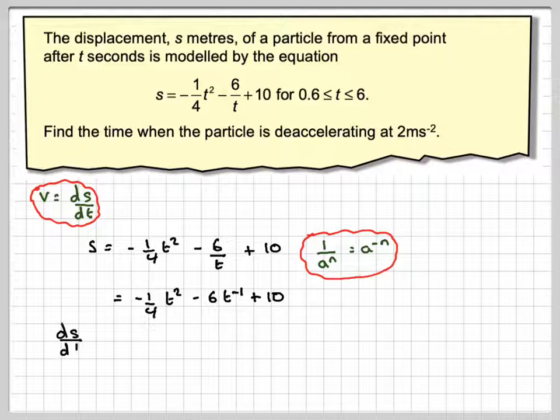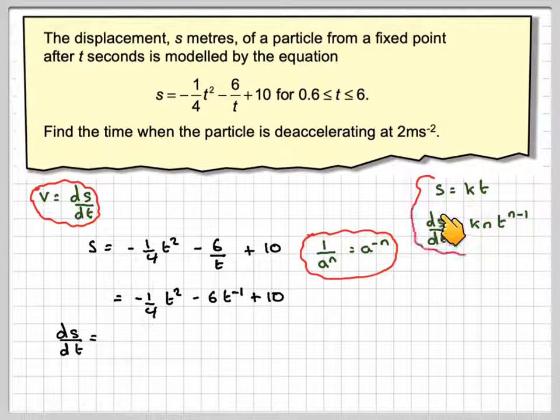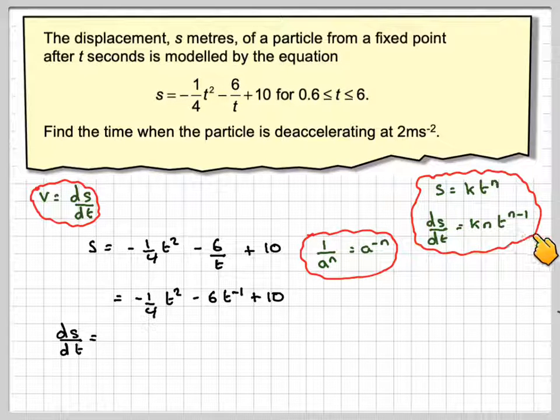Now, ds/dt, which is velocity, so the rule is if s is kt to the n, then ds/dt will be equal to knt to the n minus 1. You bring the n down, write down the k and t, and reduce the power by 1. So applying that, we're going to have 2 times minus 1/4, which makes minus 1/2 t, and reduces the power by 1, it becomes t to the 1. The minus 1 comes down here, and that makes a plus, so we're going to get 6t. Reducing the power by 1, we'll get minus 2, and when we differentiate the 10, we get nothing.